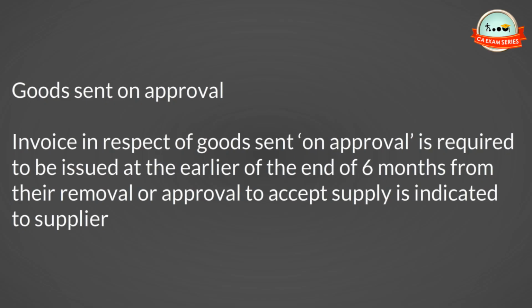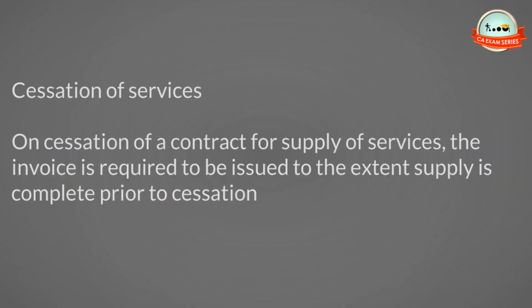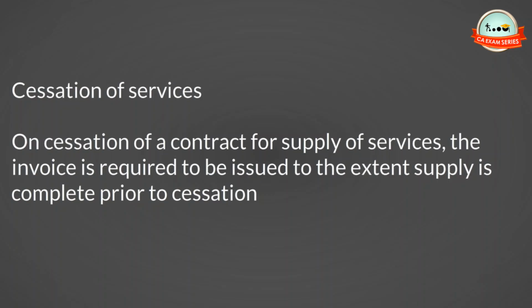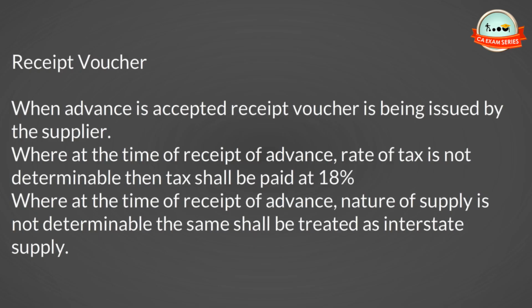Goods sent on approval. Invoice in respect of goods sent on approval is required to be issued at the earlier of the end of 6 months from their removal or approval to accept supplies indicated to the supplier. Cessation of services. On cessation of a contract for supply of services, the invoice is required to be issued to the extent the supply is complete prior to cessation.